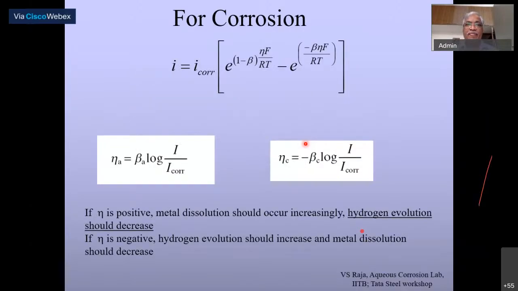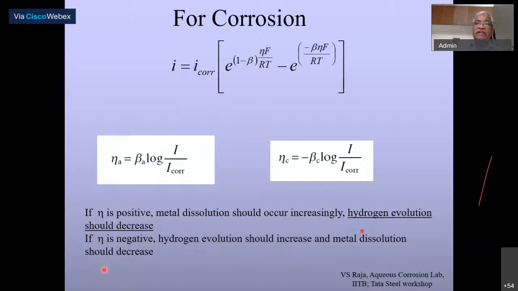The problem was that if you polarize anodically, magnesium evolves more hydrogen. If you look at this curve, look at this equation, I equals I car. This is your anodic line and the cathodic line here. When eta becomes positive, the cathodic reaction becomes very small. And so the current that you're seeing must be equal to the anodic reaction, the magnesium reaction. But when you increase eta positive, you found more hydrogen evolution takes place. That is, if eta is positive, metal dissolution should increase and hydrogen evolution should decrease.